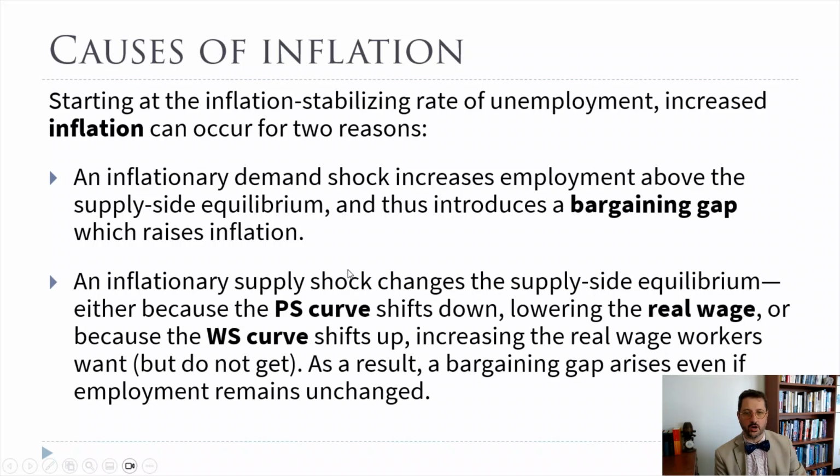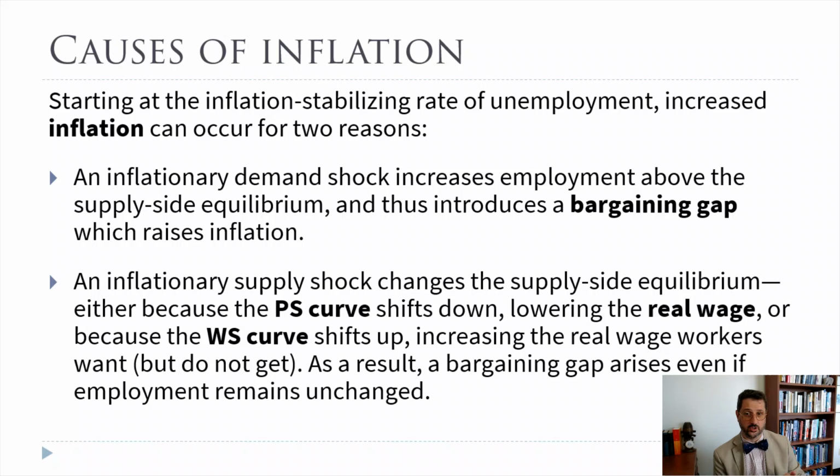So if we think about causes of inflation, we can think about inflation occurring for one of two reasons. One could be a demand shock. So people want to buy more. Now that could be for a number of reasons, right? It could be that consumers are optimistic. They want to buy more. It could be firms are like, oh, there's a new technology we need to invest in, and so they buy more. It could be that the government needs to buy more because they're worried about a war. But that will introduce a bargaining gap, and that will raise inflation.